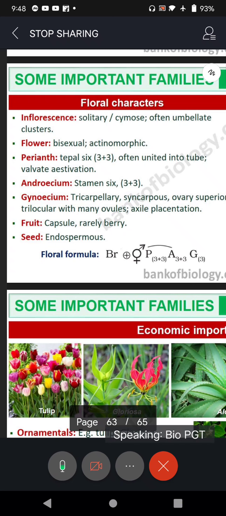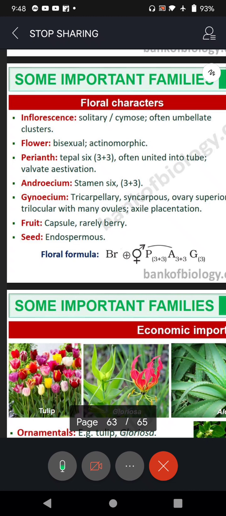Okay, and the arrangement is basipetal, from base to top. I said small flowers will be there at the base, big flowers will be there at the top. Whereas in racemose it is reverse. So just go through once. I said 3 differences between racemose and cymose inflorescence.